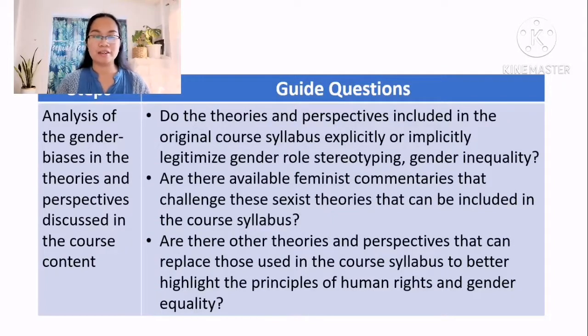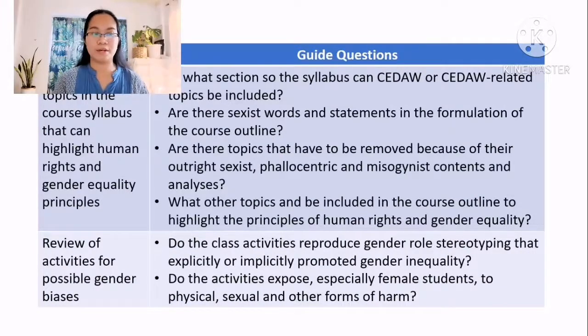Okay? Then are there other theories and perspectives that can replace those used in the core syllabus to better highlight the principles of human rights and gender equality? So, pag nakita nyo po, since alam naman natin yung subject matter natin, if you can look into the theory na pwede natin ipasok doon sa discussion, then we can add that to our core syllabus and of course to our discussions. Okay, let's take a look at the last one. Pareho na po yung mga nauna.